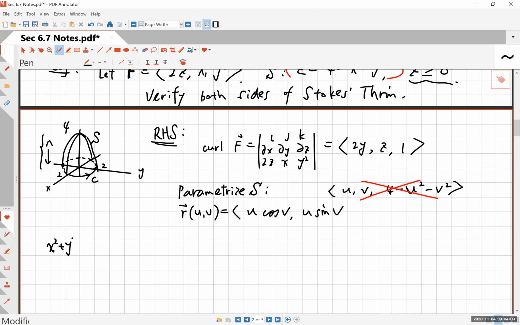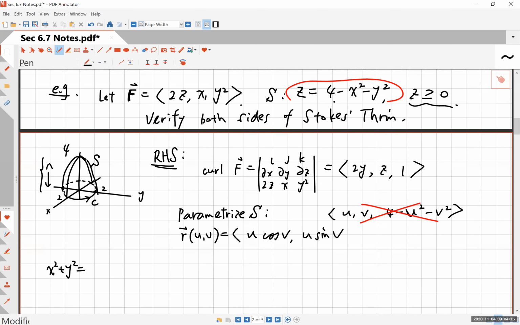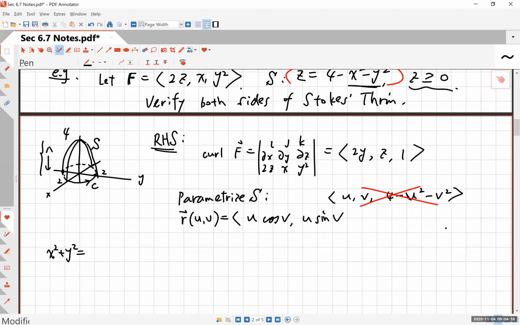And let's see what happens, because I would like to know what x squared plus y squared is. Eventually, I have to show that z is 4 minus x squared minus y squared. All right, so this will be u squared cosine squared v plus u squared sine squared v. And that's, of course, u squared. Okay, and so if I want z to be 4 minus (x squared plus y squared) in the parentheses, that's going to be 4 minus u squared, right? And that's exactly what I need to have for my z component, 4 minus u squared. I hope you can see that.